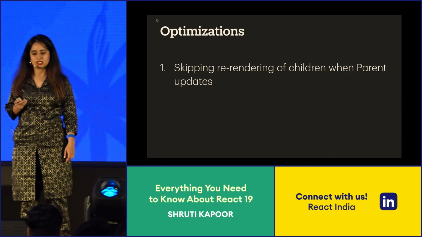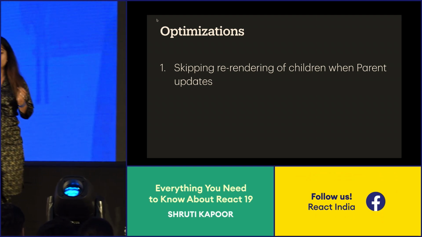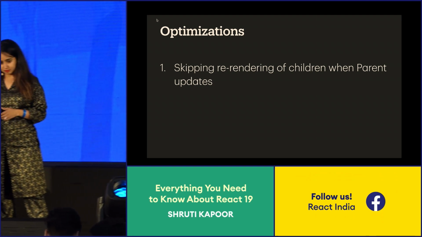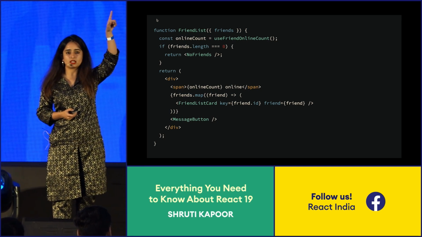So it optimizes re-renders on the app for you. And the way it does that is specifically by two things. The first is by skipping re-rendering of children when parent updates. What does that mean? Is this legible for everybody in the back?